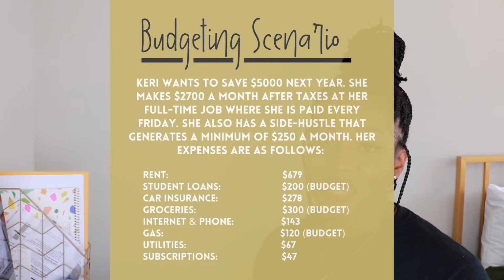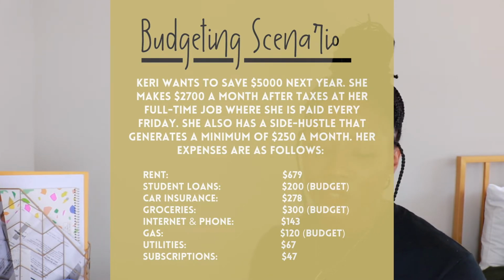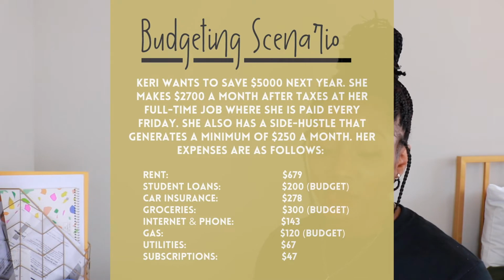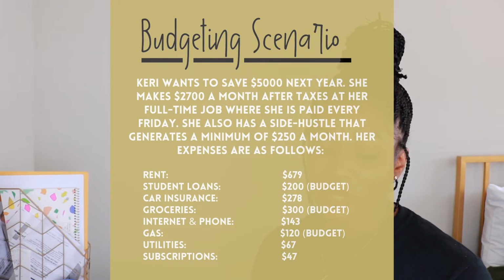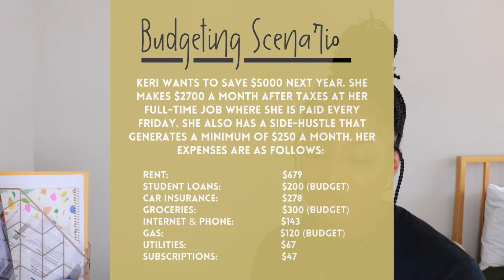Her expenses are as follows. She pays $679 for rent, $200 that she budgeted for her student loans. Her car is $278. Her groceries, she's budgeted at $300. Internet and phone, $143. Gas, she budgeted at $120. Utilities, $67. Subscriptions, $47.